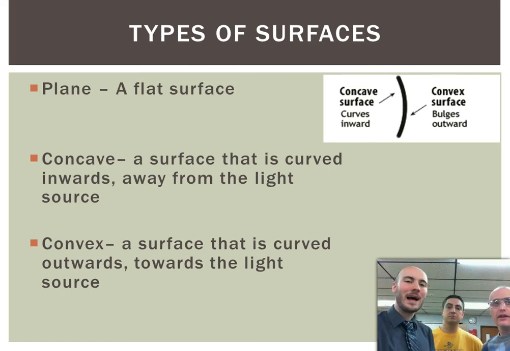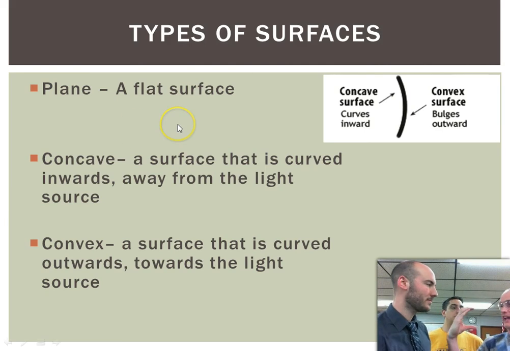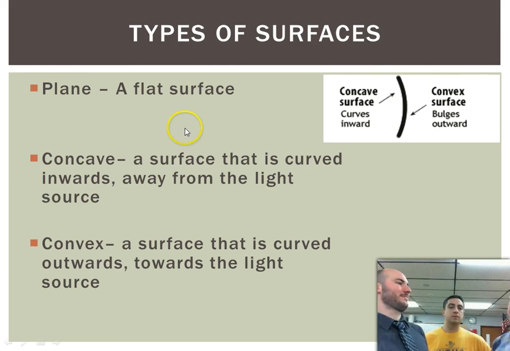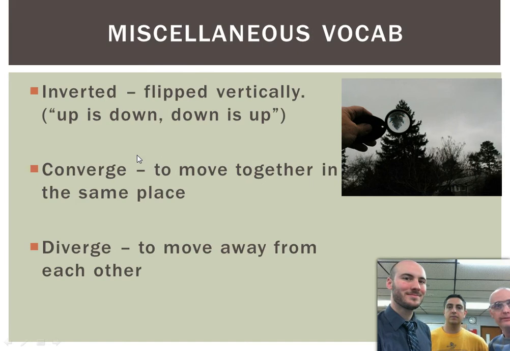On the flip side, you have what's called a convex surface, and that's the opposite of concave. In fact, if you have a concave surface, the other side is going to be a convex surface. A convex surface curves towards you, so it's the opposite. Instead of caving in, it bubbles out.